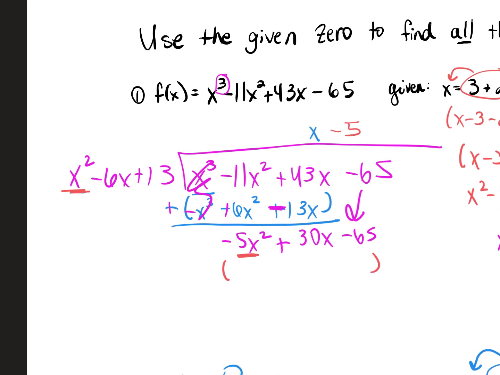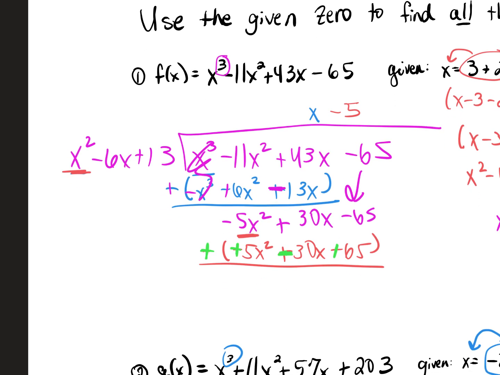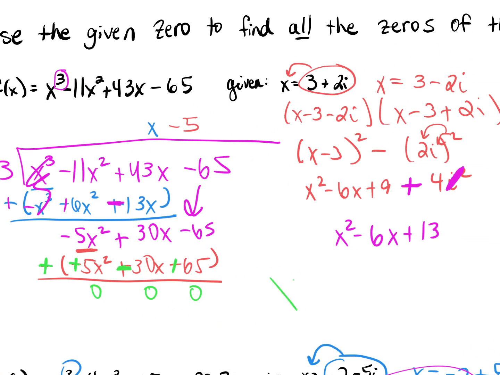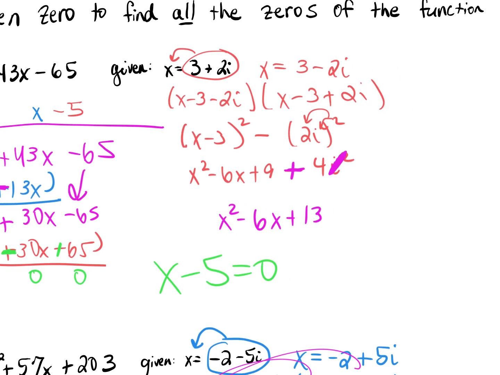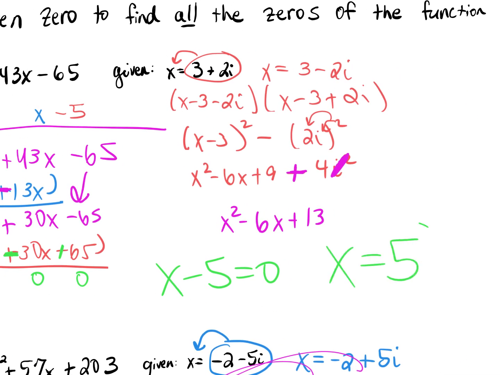Get your subtraction ready before you multiply. Negative 5x and x squared is negative 5x squared. Negative 5 and negative 6 gives me positive 30x. And negative 5 and 13 gives me negative 65. And then we're going to distribute our negative. So distribute, change all the signs. So negative 65 and positive 65 is 0. Negative 30x and positive 30x is 0. Negative 5x squared and positive is 0. So we're left with x minus 5. And we set that equal to 0. So your other x value is x equals 5.